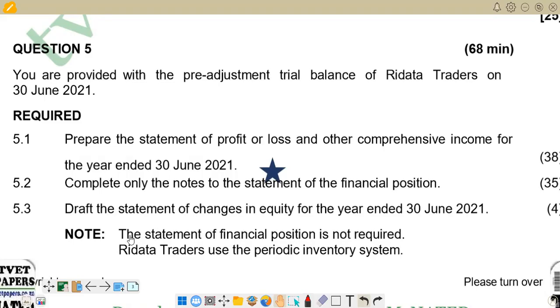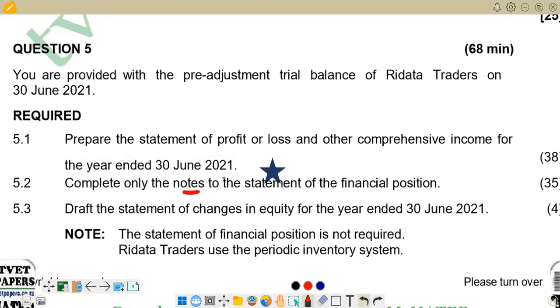Read that the traders use the periodic inventory system. This is in the valuation of inventory. Remember, in valuation of inventory, we've got the periodic inventory system, and also we have got the perpetual inventory system. So we have got those two systems, right? Here, I think we can just take note of one or two terms that we have in the question.